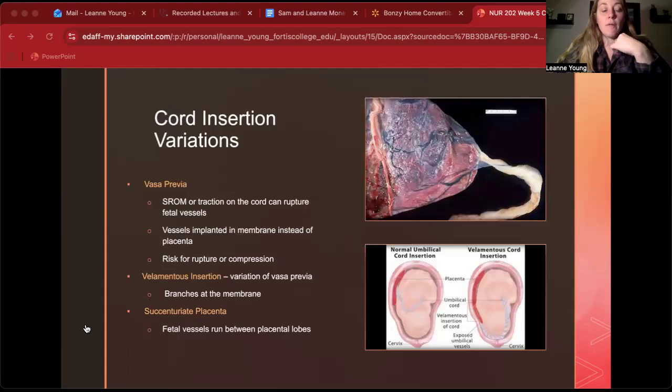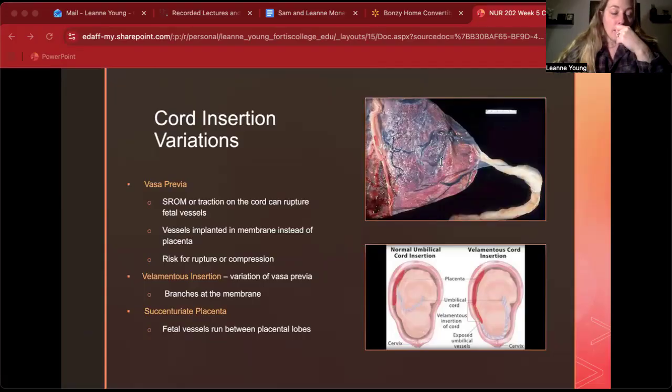Okay, cord insertion variations. This is another thing that can deem a mom to be high risk. So, a vasa previa is when the fetal vessels lie over the cervical os. The vessels are implanted into the fetal membranes rather than into the placenta, and usually these vessels are protected only by the membrane. Thus, they are at risk for rupture or compression.